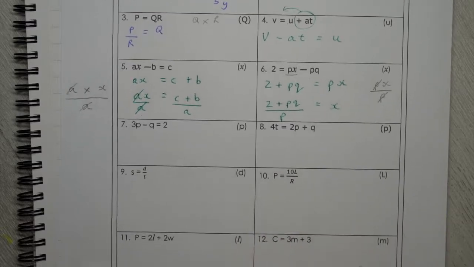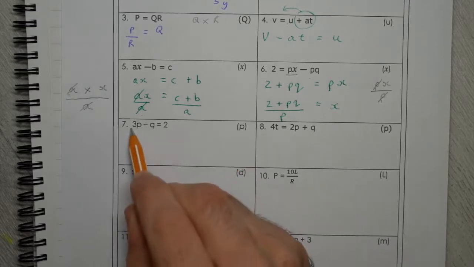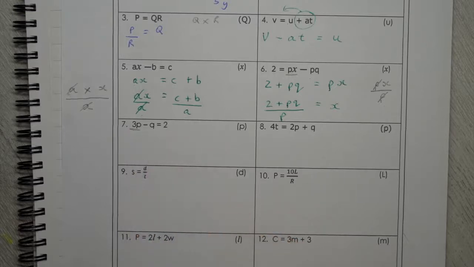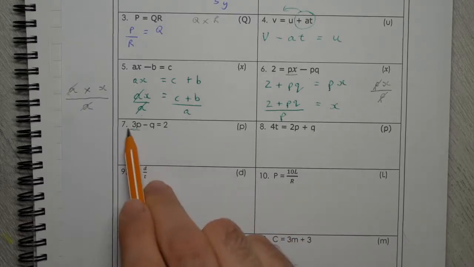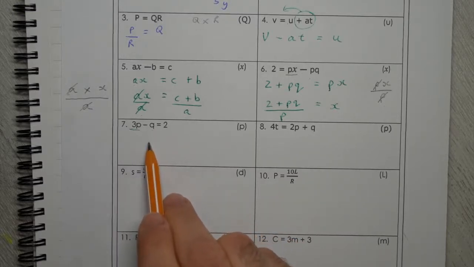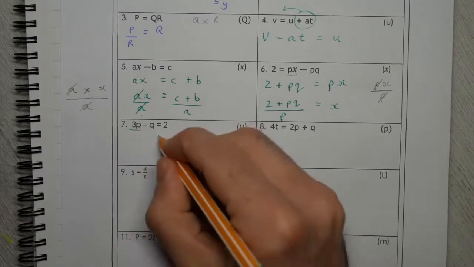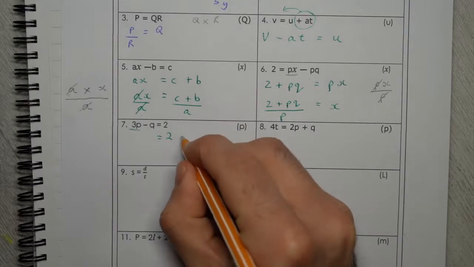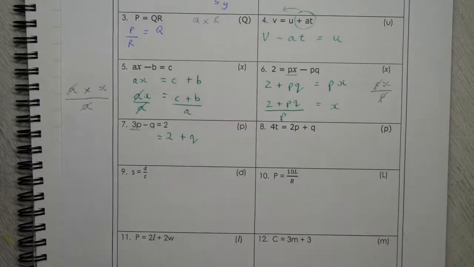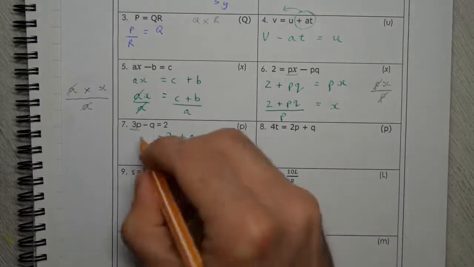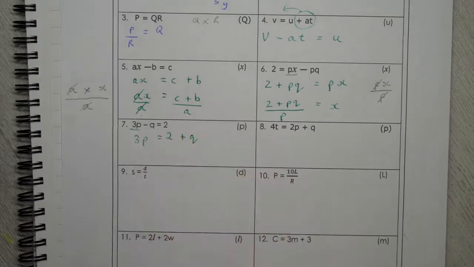So, next one, question 7. We need p, the subject of the formula. P is here in this term, 3p. Okay? But on this side of the equal, we have minus q as well. So we need to remove minus q first. So 2 plus q is equal to 3p.